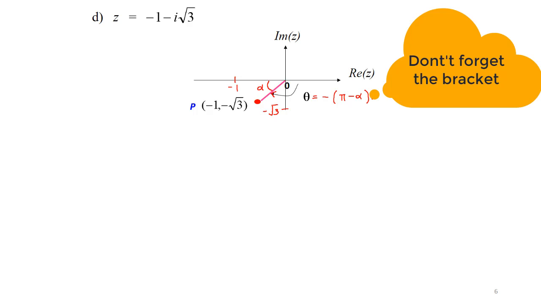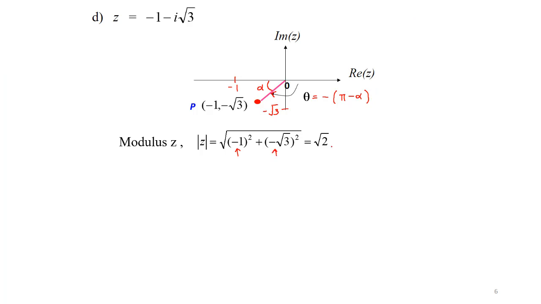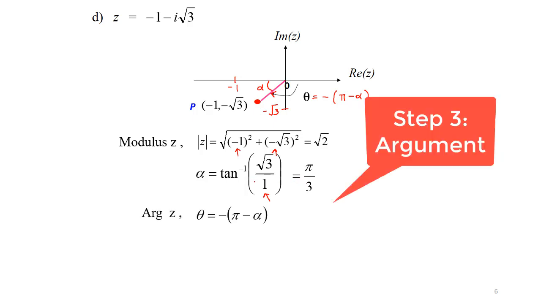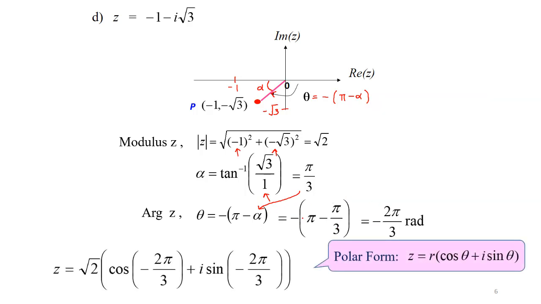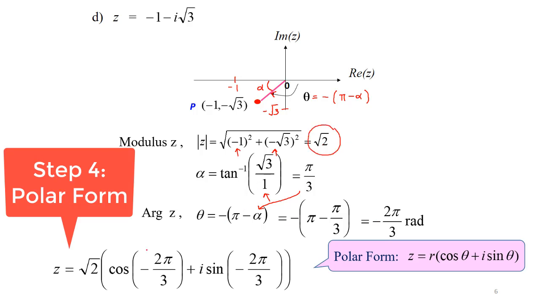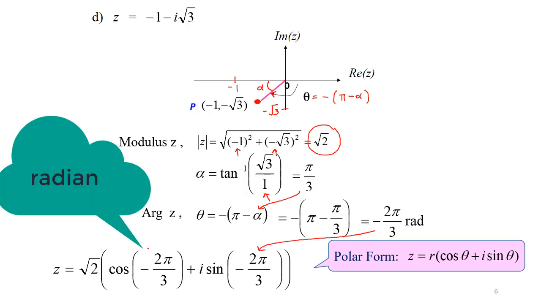To find the modulus, we need to substitute into the formula. Don't forget the negative sign there. Then we get the answer. The reference angle alpha is arctangent b over a, and we ignore the negative sign first, then we calculate in radians. So the argument is negative pi plus alpha; substitute alpha back, then we get the answer. For the polar form, we just substitute the modulus back, square root of 2, and then the theta in radians. Okay, that's it.